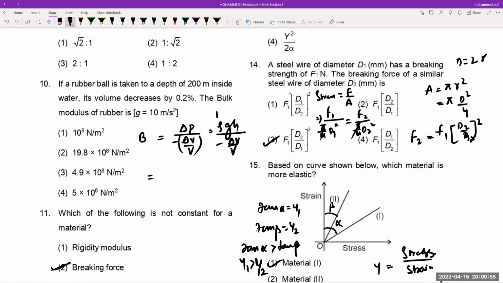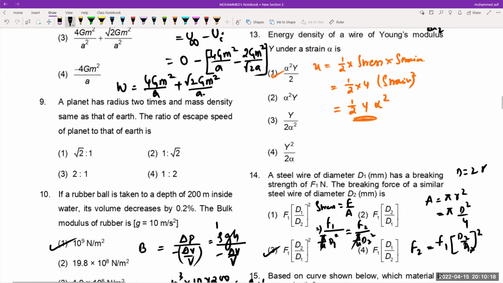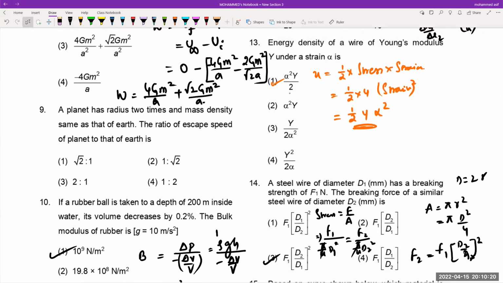So that is equals to density कितना है बेटा? 10 power 3 into G की वैल्यू है 10 into height दे रखा है 200 divided by delta V by V कितना दे रखा है? Decreases by 0.2%. यानी that will be equal to minus of 2 into 10 to the power of minus 3. तो इसको simplify कर लो, that will give me the answer approximately 10 to the power of 9 Newton per meter square. ठीक है, चलो next one.